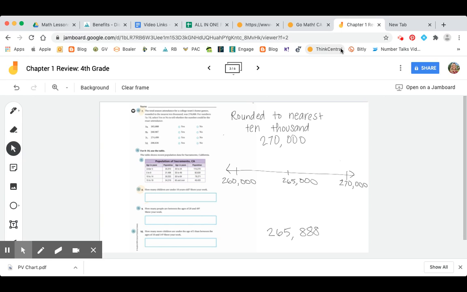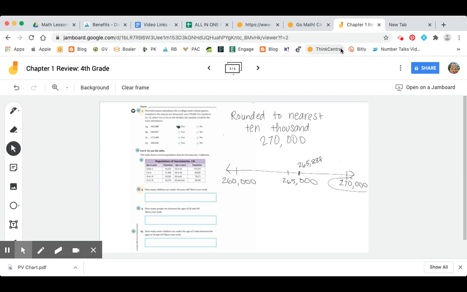Okay, so would 265,888 be closer to this endpoint or this endpoint? Well, it looks like we'd probably put it somewhere maybe over here. So 265,888 would go somewhere around there. So that means it would, in fact, round to 270,000. So that's a yes in our book.